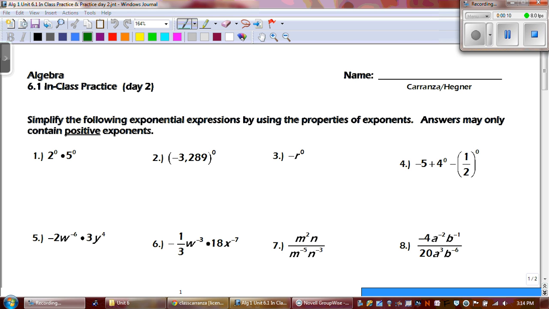Remember to simplify the following exponential expressions by using the properties of exponents. You can revert to your notes that we just finished taking, and answers may only contain positive exponents. Okay, you hear that? Positive exponents.